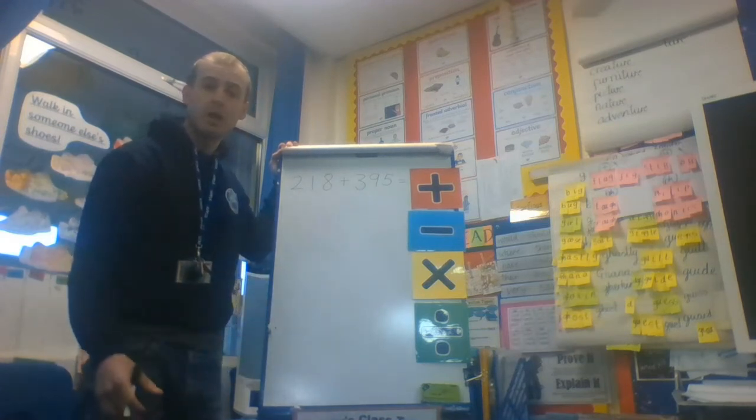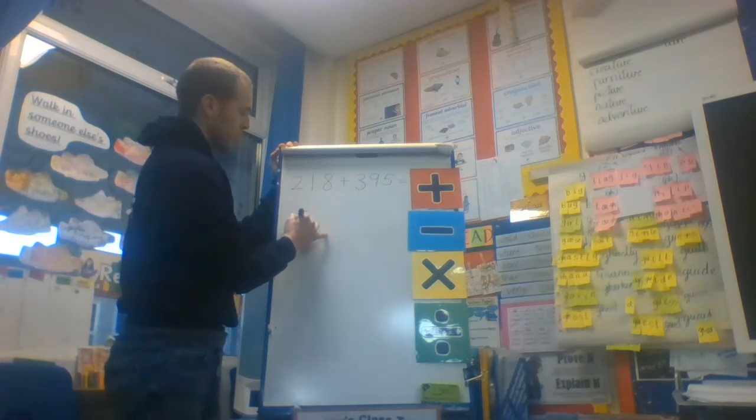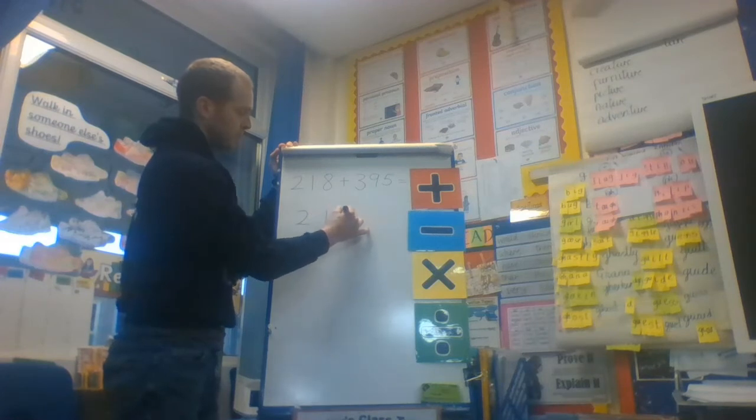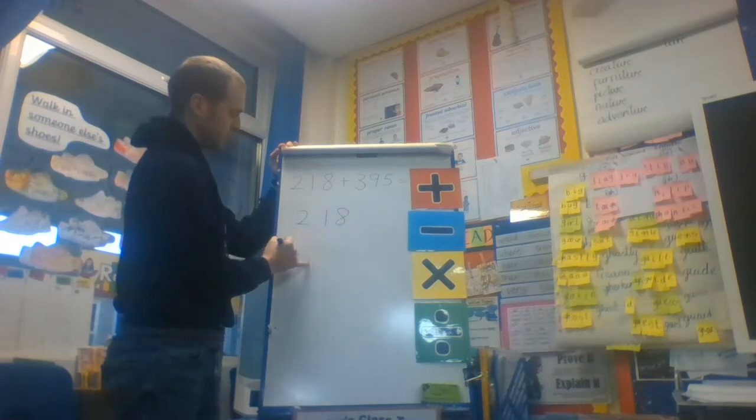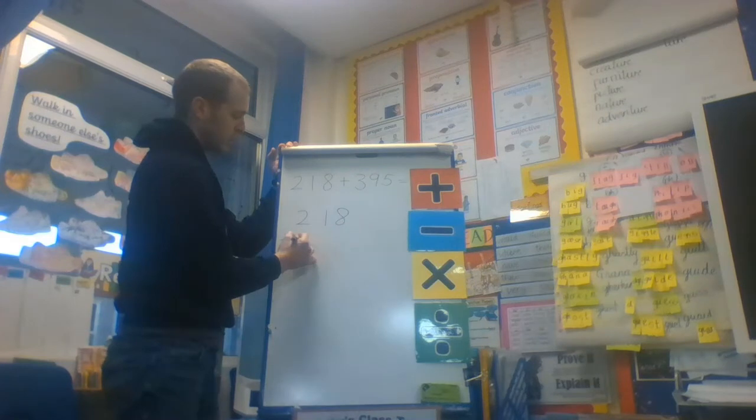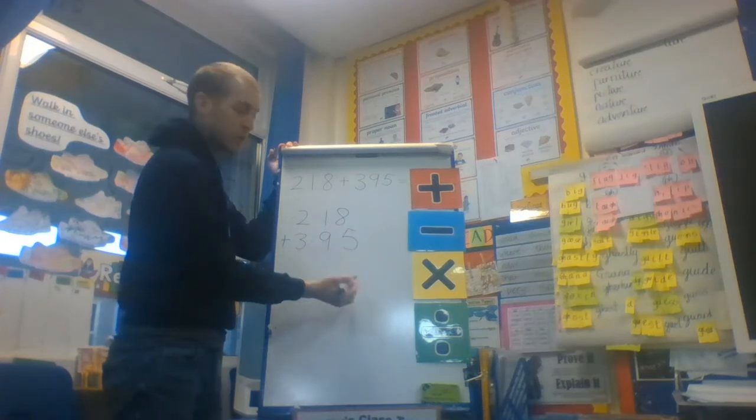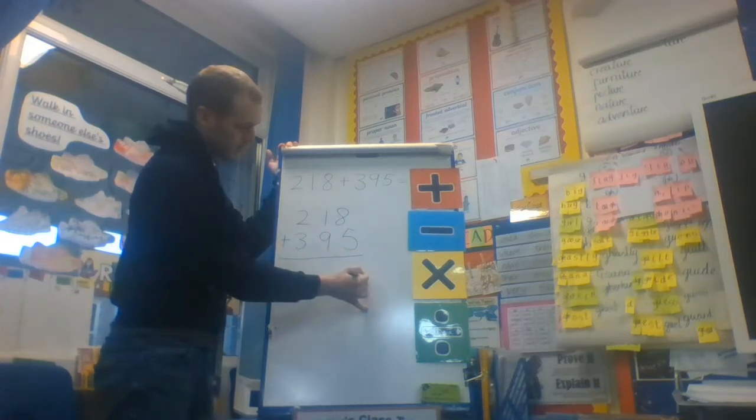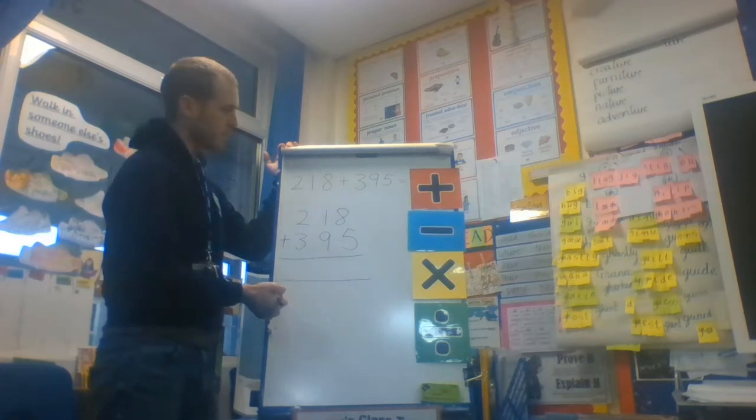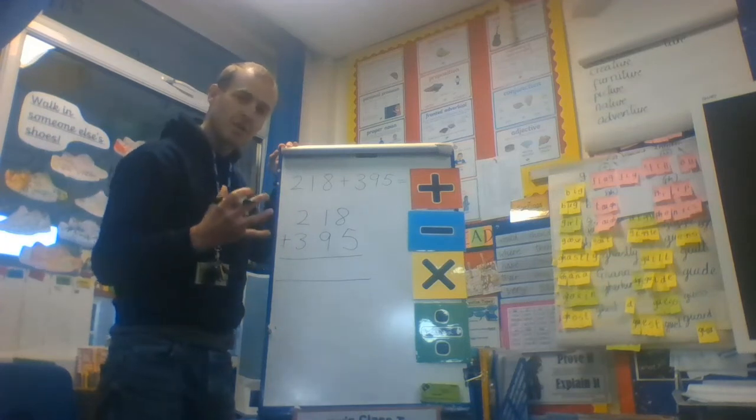It's really similar to our column multiplication from last week. So we take one of our numbers. I'm going to use 218, and I've put it into hundreds, tens and ones. Next I take the second number 395 and put it into hundreds, tens and ones. Now I do my equal sign like that. Okay, the first step to solving this question is to add up the ones.